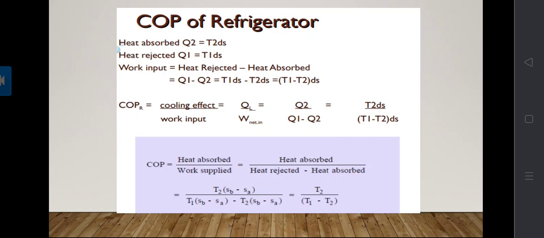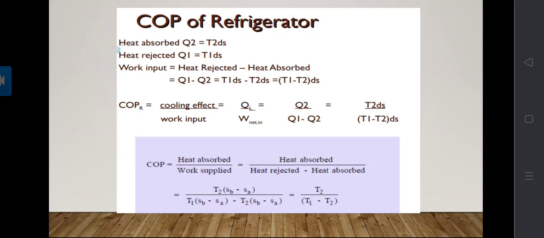So work input is equal to heat rejected minus heat absorbed, so Q1 minus Q2. So work input is equal to (T1 minus T2) ds. So the coefficient of performance of refrigeration is the cooling effect divided by work input, that is Q2 divided by W net, the net work done. So Q2 divided by (Q1 minus Q2). So the COP of the refrigerator is equal to T2 ds divided by (T1 minus T2) ds.